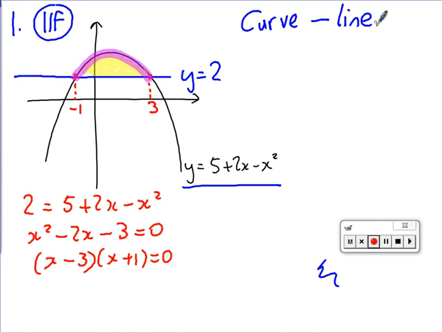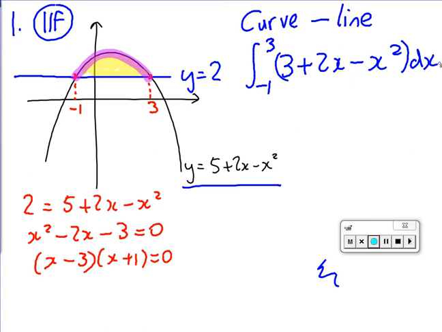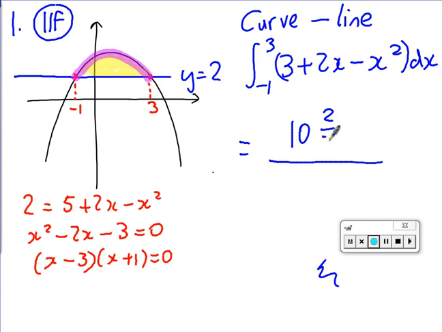So we take the curve, we take away 2 from it, we end up with just 3 plus 2x minus x squared. If we then integrate that between 3 and minus 1, we will get our yellow area straight away. So you can work that through, create a bit of space for ourselves, and you should find out in the end that the answer comes out to be 10 2/3.